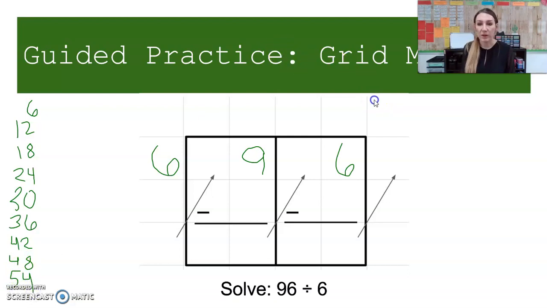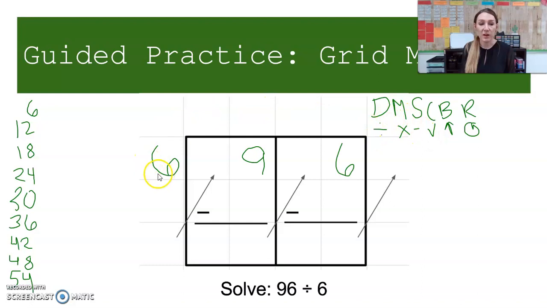Then I'm going to write my steps for long division using the acronym DOES McDonald's sell cheeseburgers regularly. I'm going to divide, multiply, subtract, check, bring up, and repeat. So my first step is to divide.